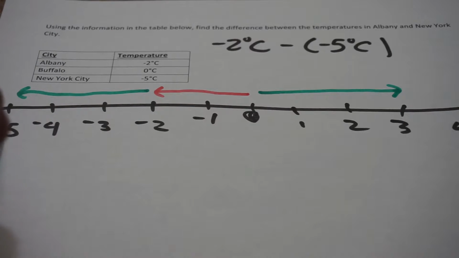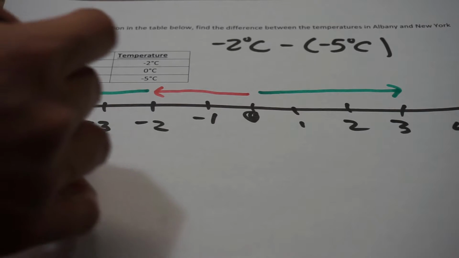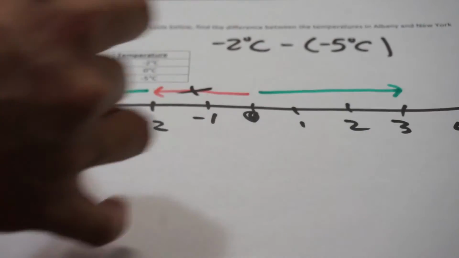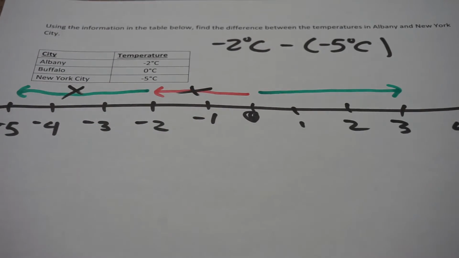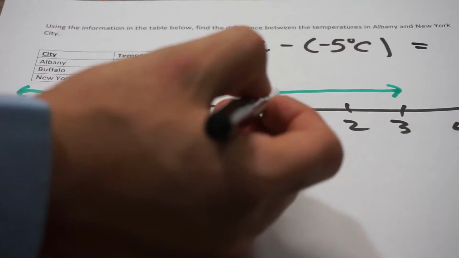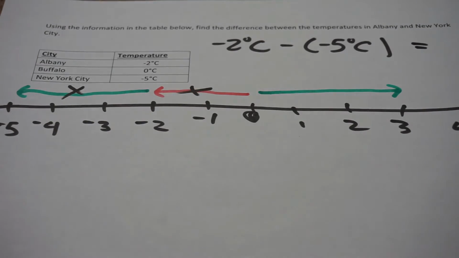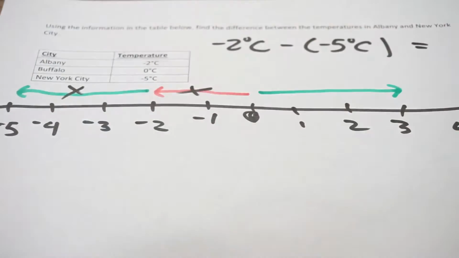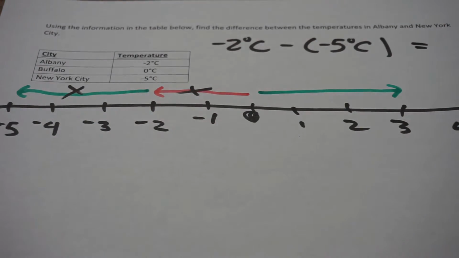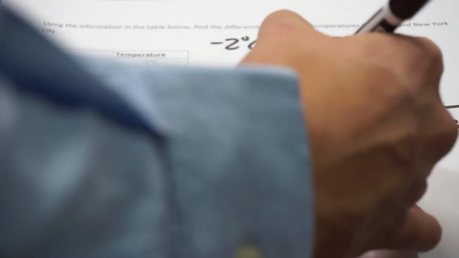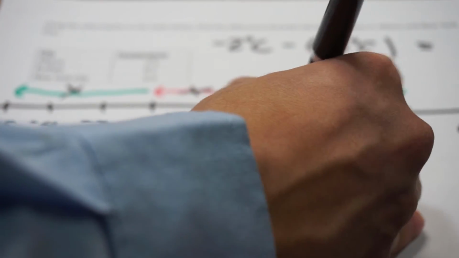So now that we do have these 5 negatives here, we can go ahead and take these away. So let's cross those out because those are all being taken away. And now what we're left with, since we've taken away the -5, is going to be our final answer, which is this green line represented here. And that green line is going to have a magnitude of +3, so that's our final answer right there. The difference between these two temperatures found in Albany and New York City is going to be 3 degrees Celsius.